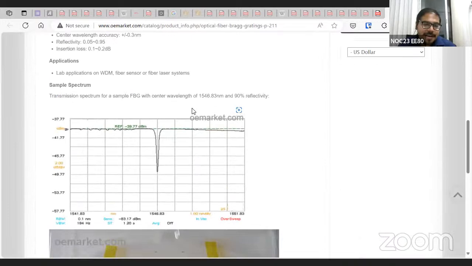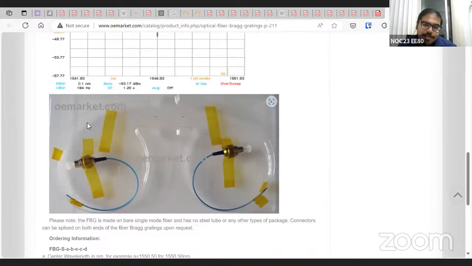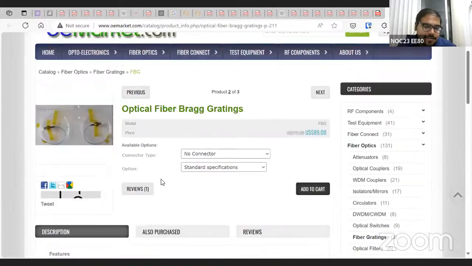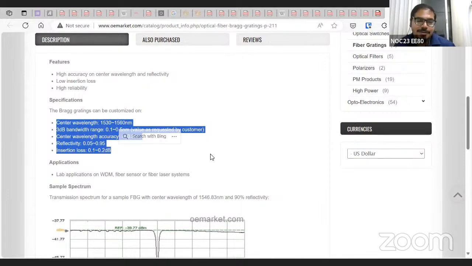this is a fiber Bragg grating. They have given its transmission parameters. So at some notch, it doesn't transmit. That part gets reflected. And it looks like just a fiber. This small part is the FBG part. These are the specifications, if you want to look at them.